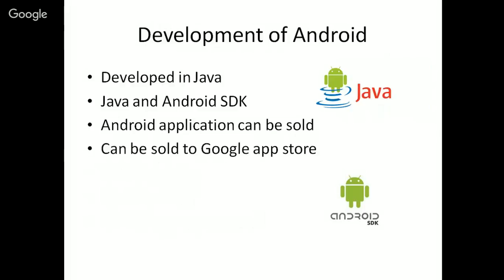Android has its own environment, which is developed with the help of the software development kit of Android, and the programming of Android is done with the help of Java. So Java and Android combined together give birth to the Android application.